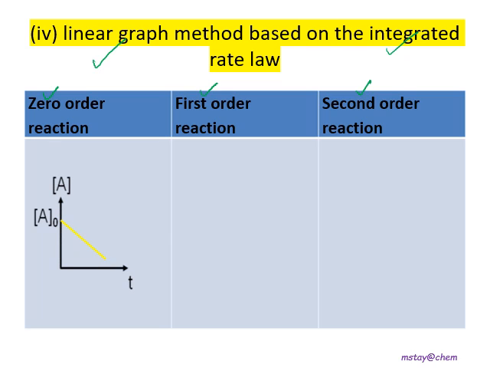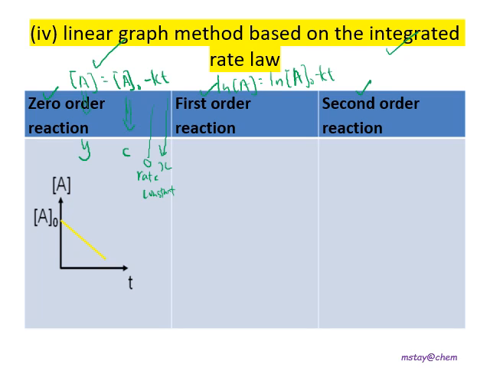So zero order is concentration A equal to initial concentration A minus KT. So from here we know that the y-axis is referred to concentration A, and then the initial concentration is C, and then the time is the X, and the K is the rate constant. So for the first order is ln concentration A equal to ln initial concentration A minus KT.